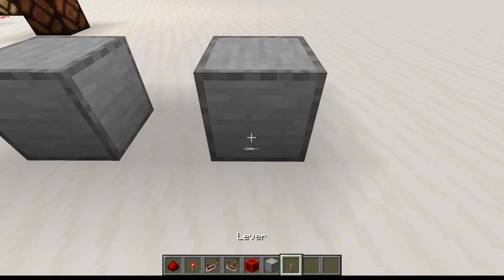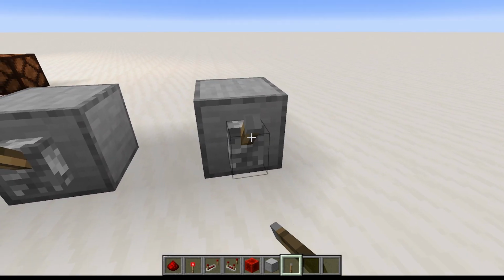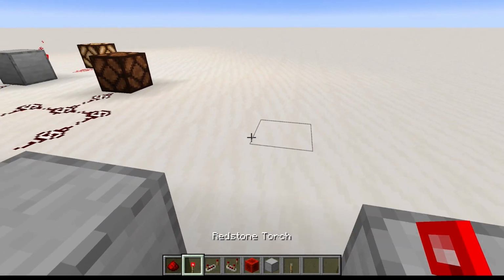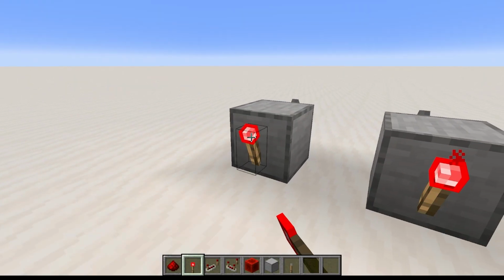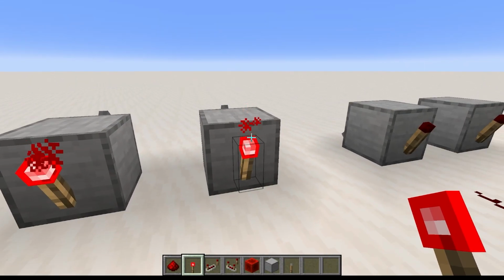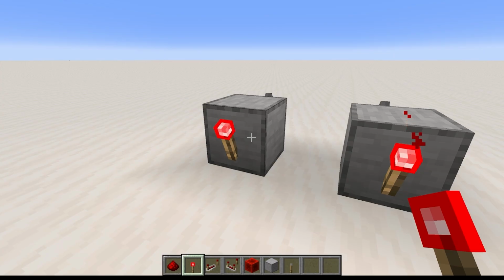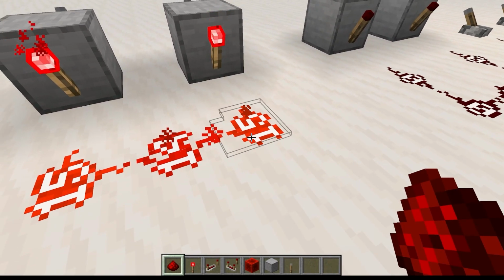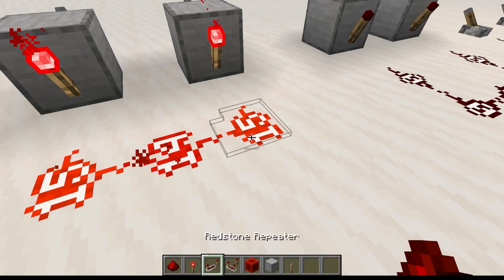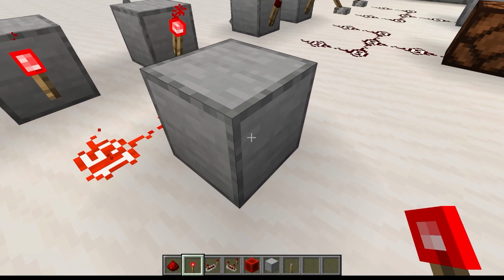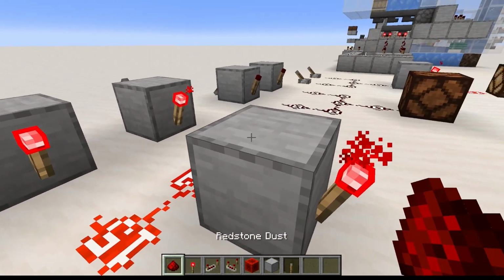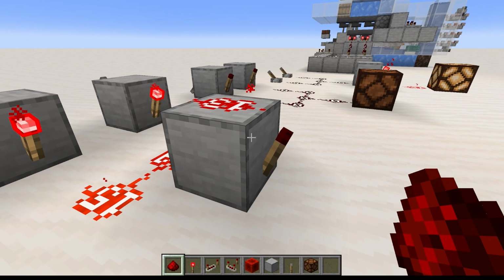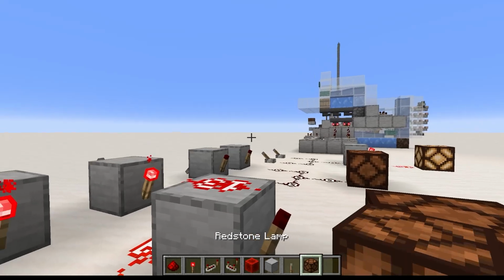So we start with inputs A and B, these two levers. Then we'll use two NOT gates to invert them, giving us not A coming out of here and not B coming out of here. We'll combine the two with an OR gate, just by connecting the two redstone lines together, and that gives us not A or not B. Then finally, we'll use a redstone torch to invert the output, giving us not A nor not B. We'll hook a redstone lamp up so you can see the output.